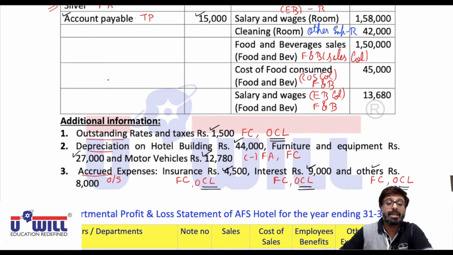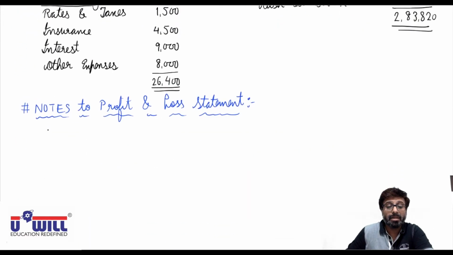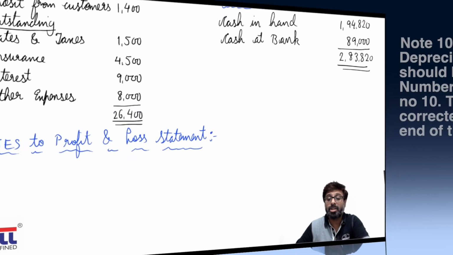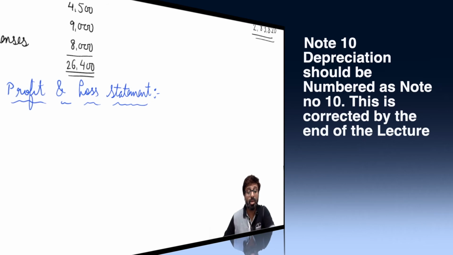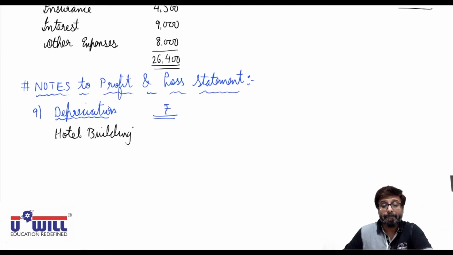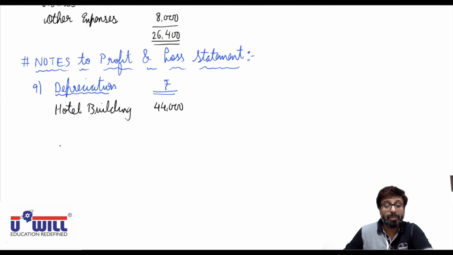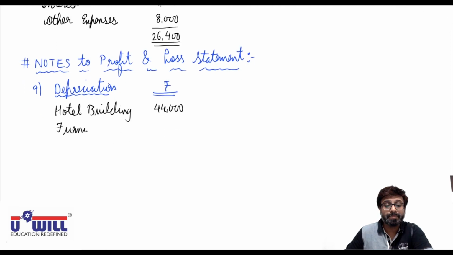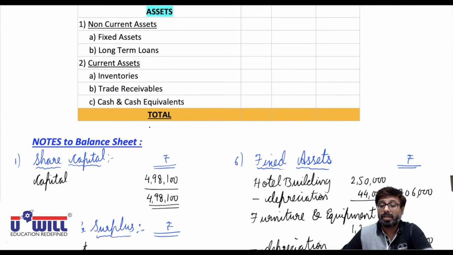However, I suggest that you can make note for depreciation because there are 3 amounts. So we can make note for depreciation so that when we come to profit and loss statement, we have the total amount available. 8th note was of cash and cash equivalent. So 9th note will be of depreciation. Three depreciations are there. Depreciation on hotel building 44,000. Then furniture and equipments, here we have 27,000.